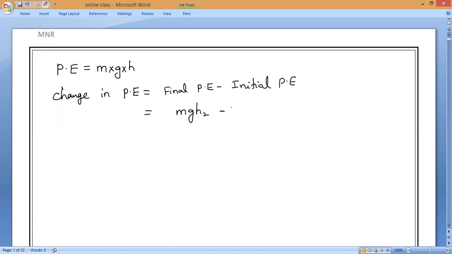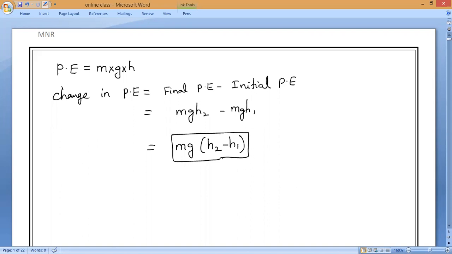So that is mgh2 minus mgh1. mg is common, so what will come? h2 minus h1. That is what we studied in the last class, and I think you have solved 3 examples also. Is it correct, everybody? Yes.